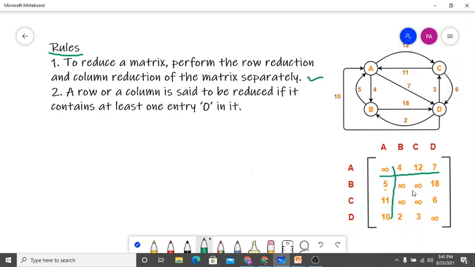And how are we getting this infinity? Because there is no route from B to C. From B to C there is no route directly, because of that it is infinity. We don't know what the cost is, so if it is not connected directly, then we need to make it infinity. So the first thing is we need to do the row reduction and column reduction, then we continue until we get at least one entry 0.